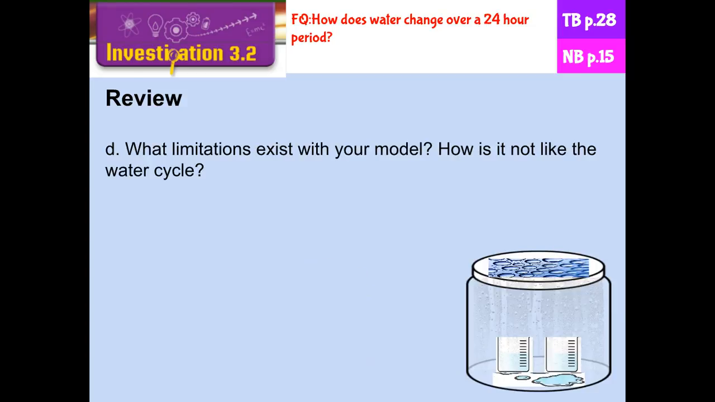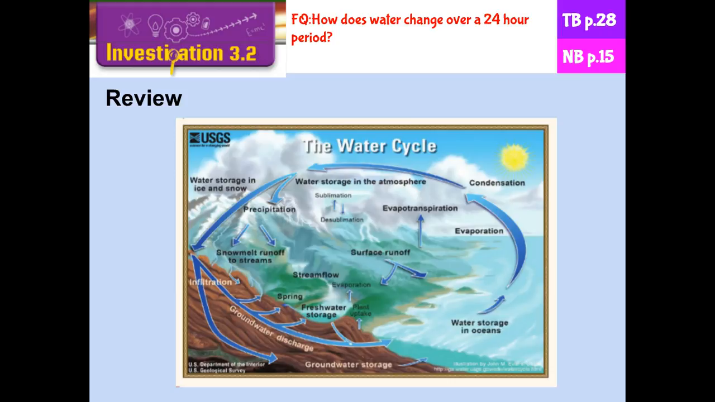And then talking about 3.2, we're going to talk about what limitations existed within your model. So obviously we can't exactly replicate the water cycle, but how is this not like the water cycle? So even though we tried to model it the best we could, what are some ways that it was not like the water cycle?